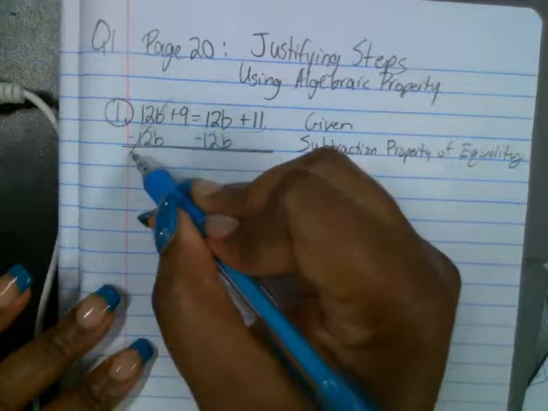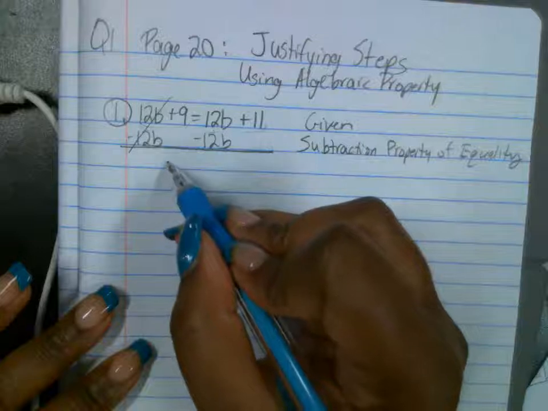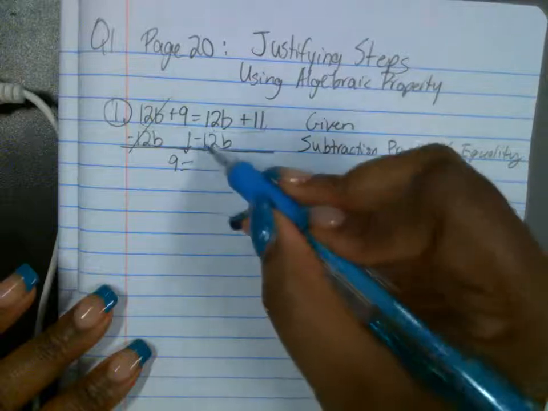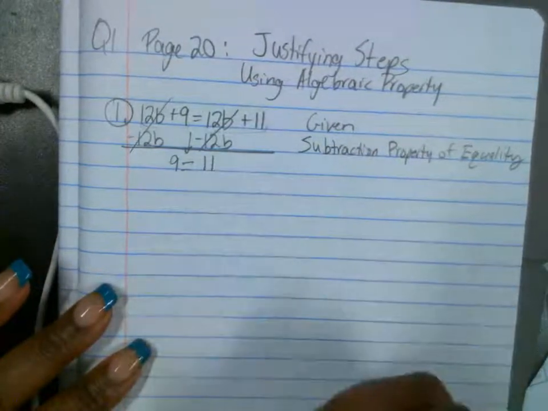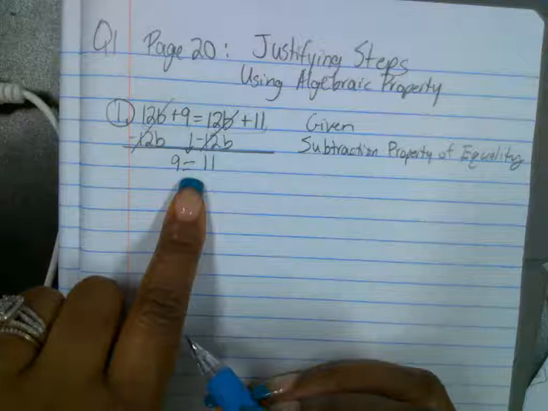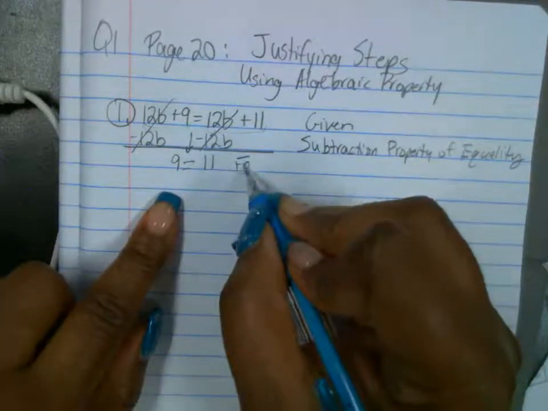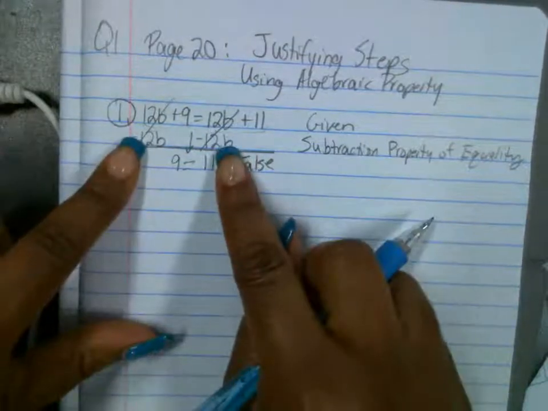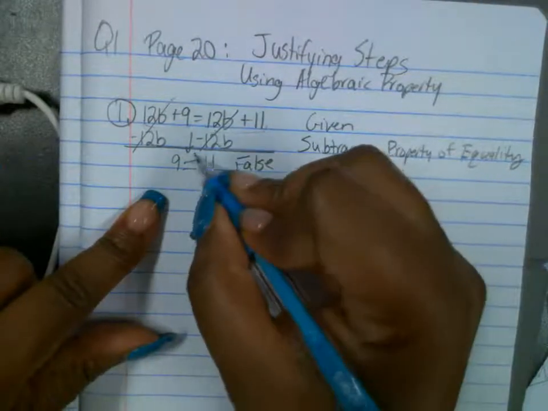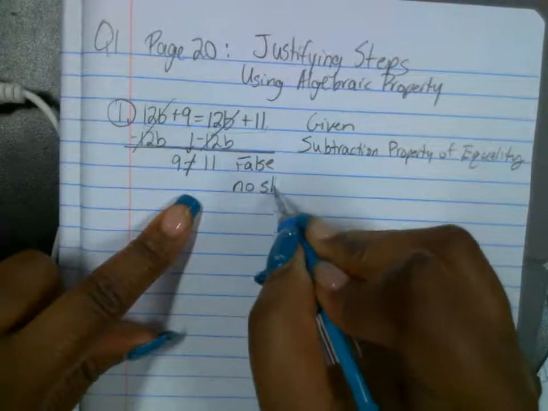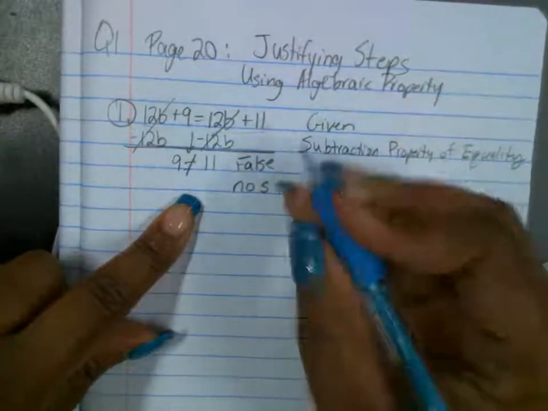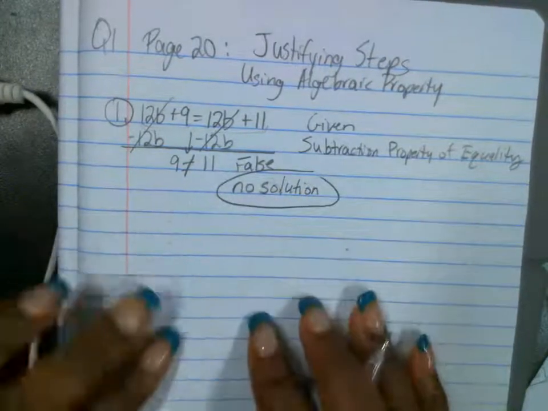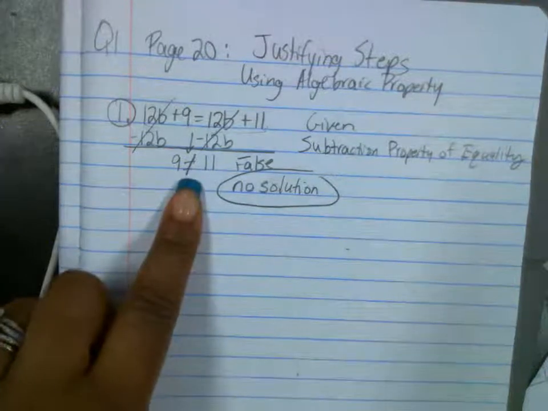Here, this is 0, and I'm left with 9 is equal to 11. Is this sentence true? No. This is false. Since it's false and the variables cancel out, this is a no solution. That will be the answer to this. No solution. The variables cancel out, and this sentence is false.